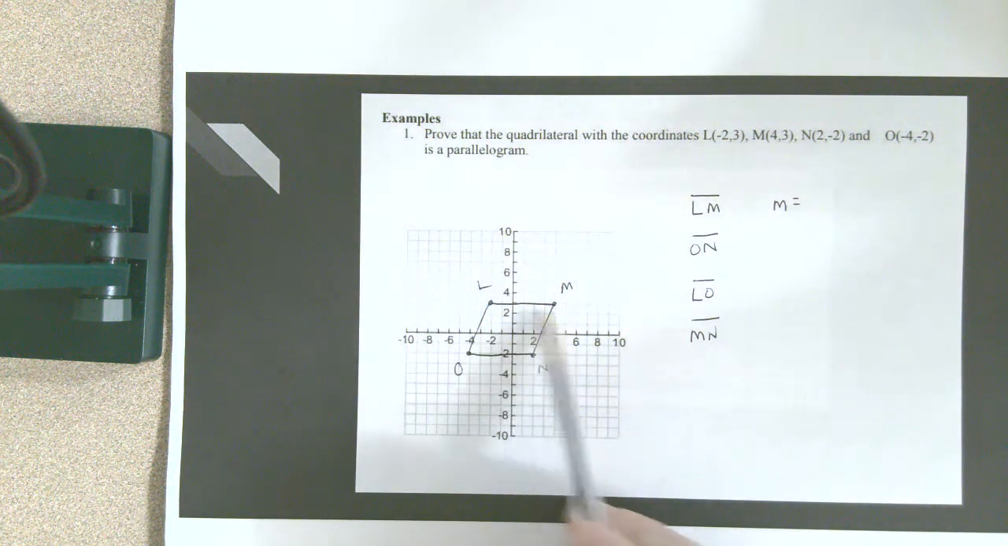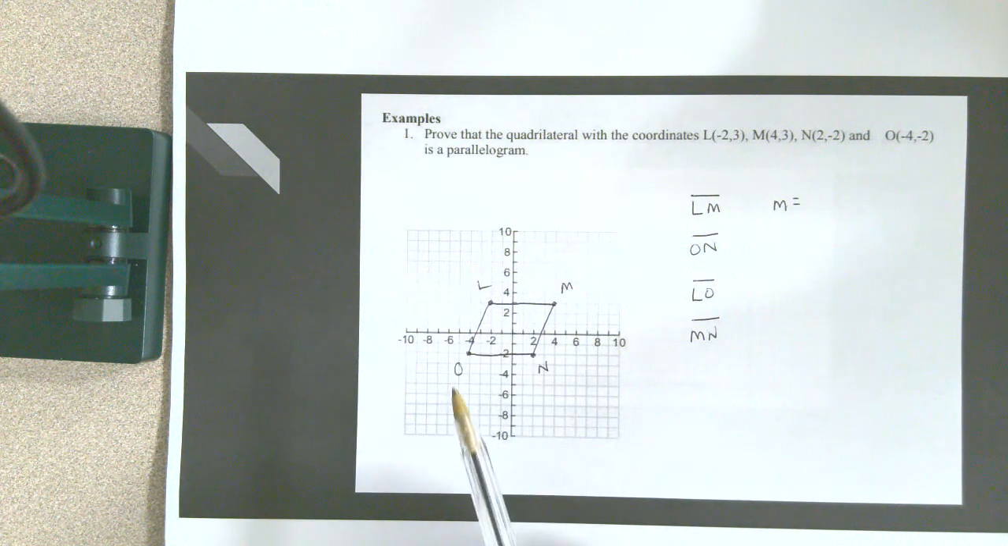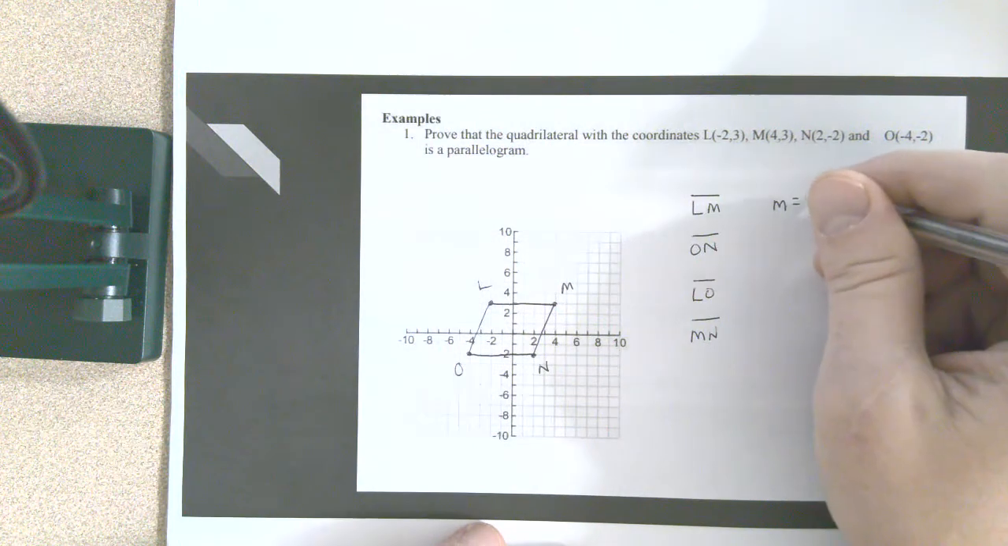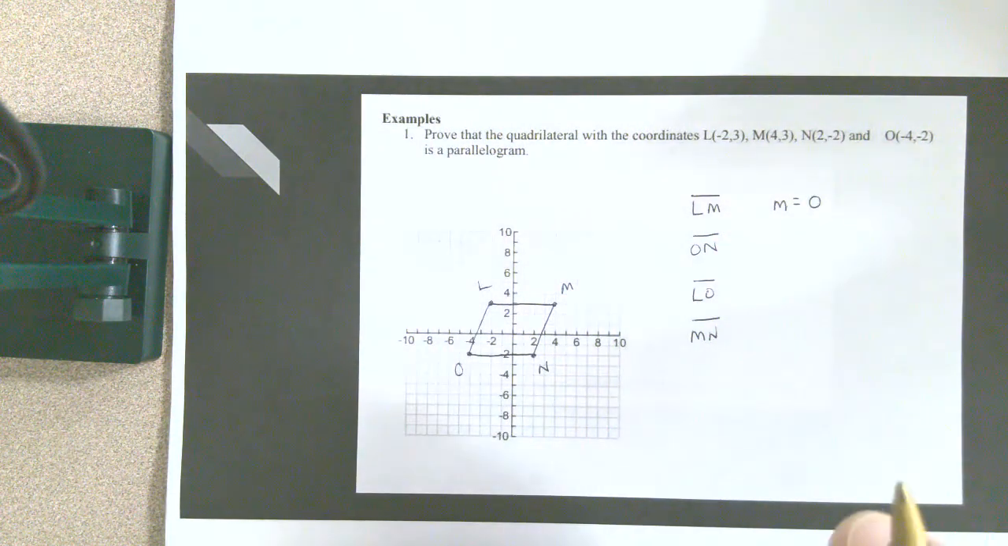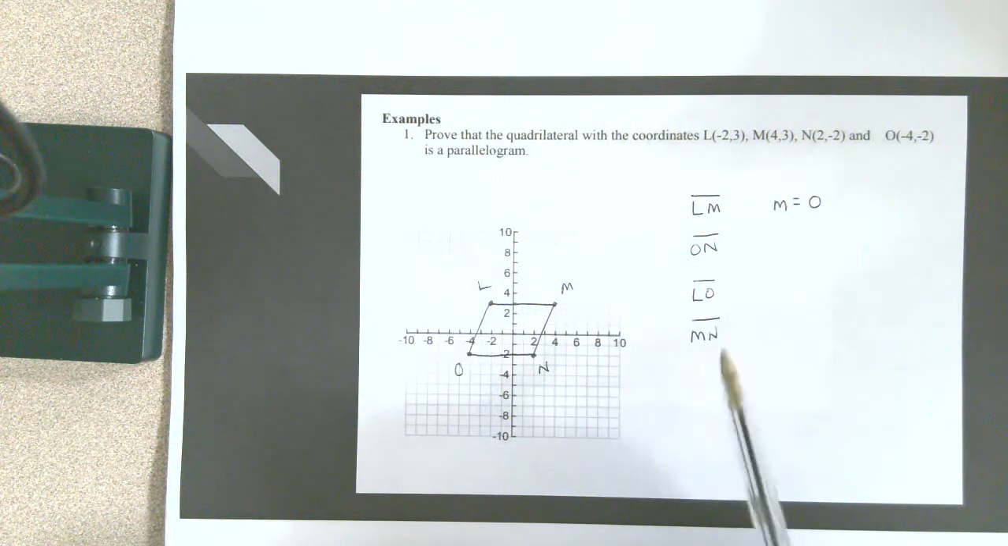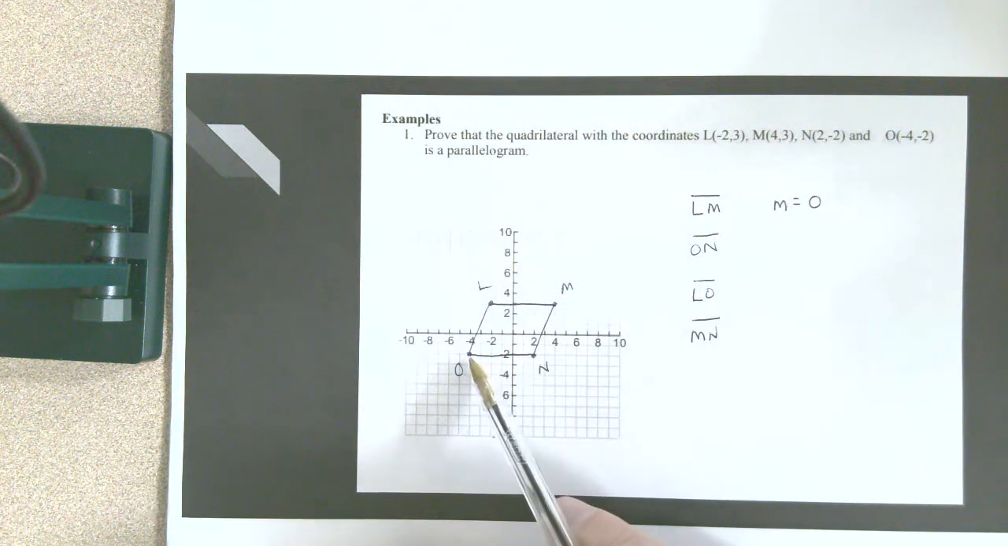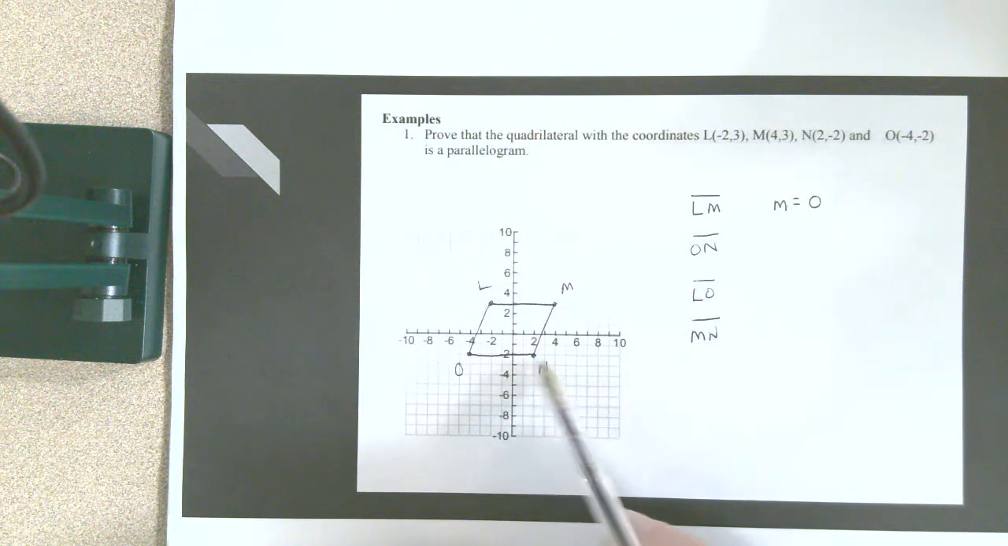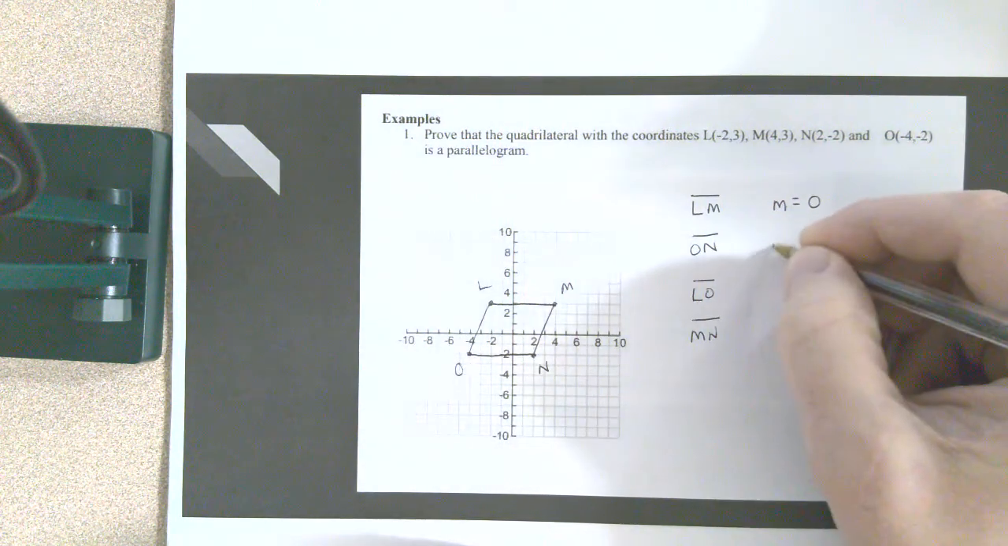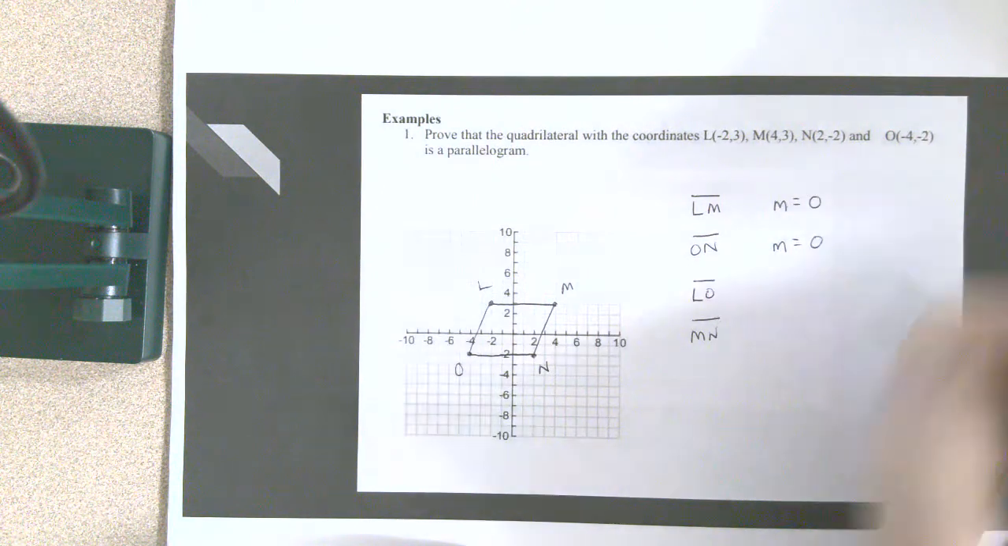LM is a horizontal line. What would the slope of a horizontal line be? Go ahead. It's not 1. It would be 0. 1 would mean that we're going up 1 and right 1. So notice here there's no vertical change. If you look at line ON, hopefully you notice it too is a horizontal line. So it's also going to have a slope of 0.